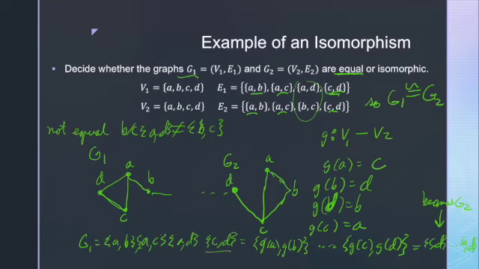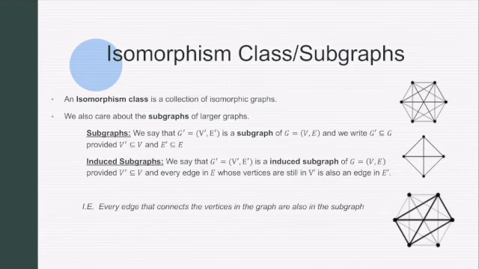An isomorphism class is a collection of isomorphic graphs. We also can care about the subgraphs of larger graphs. So given that I have a graph G prime, it's a subgraph of G, provided that V prime is a subgraph of V, and E prime is a subgraph of E. So let's take a look at this right here. Right here we have, this is actually K sub 6. We're going to talk about that in a couple of slides. It has this subgraph, which can be found right here.